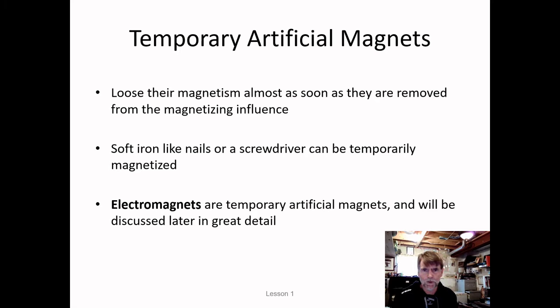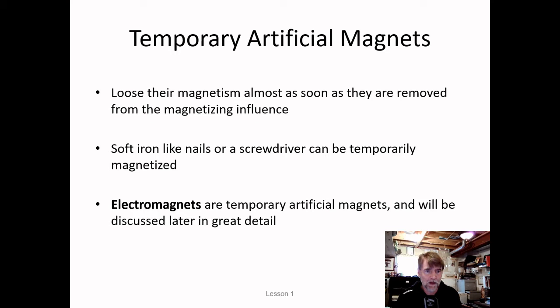It comes later. So those were permanent artificial magnets. Temporary artificial magnets lose their magnetism fairly quickly. Here it says as soon as they are removed from the magnetizing influence. Probably not immediate, but really fairly quickly.